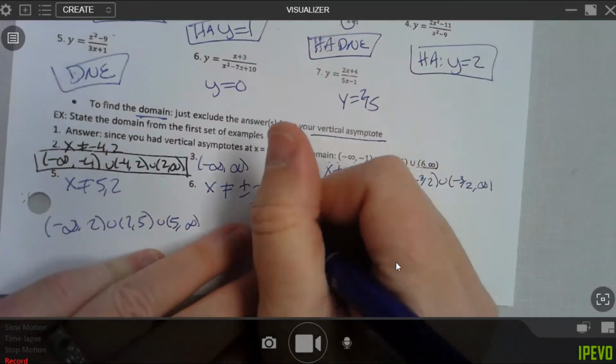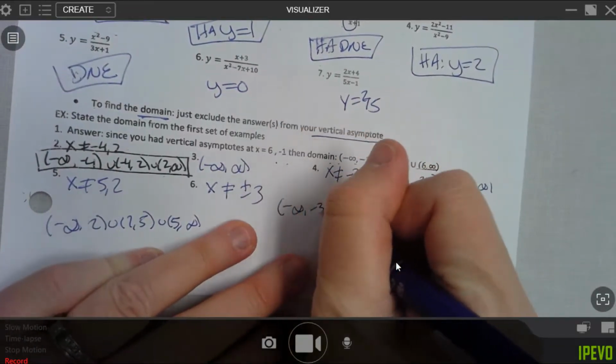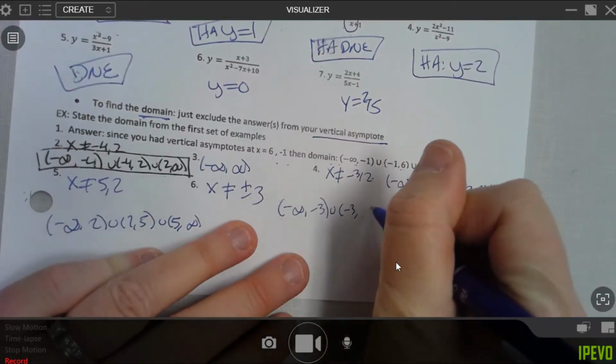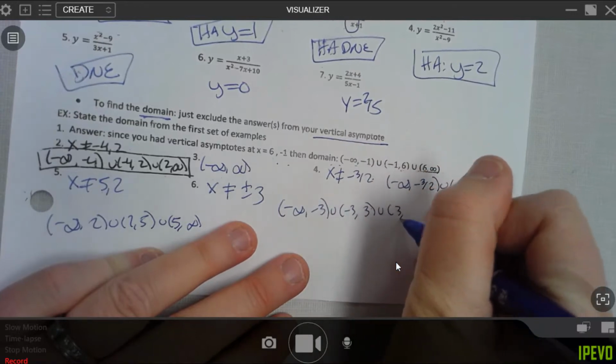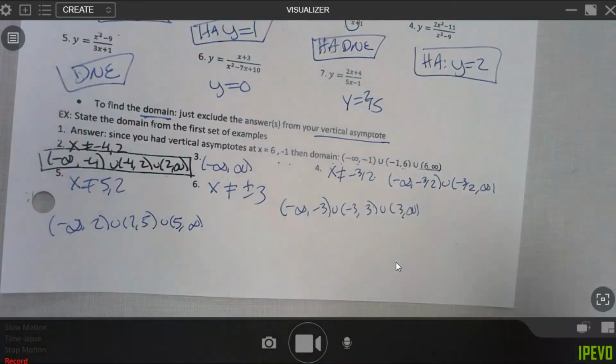And then 6 is 2 numbers, so negative infinity to negative 3. It's always smallest to largest when you're writing these. Good job.